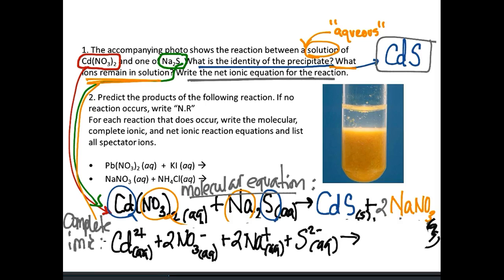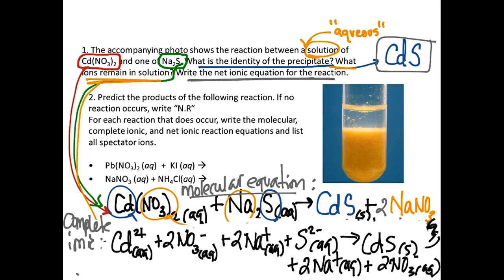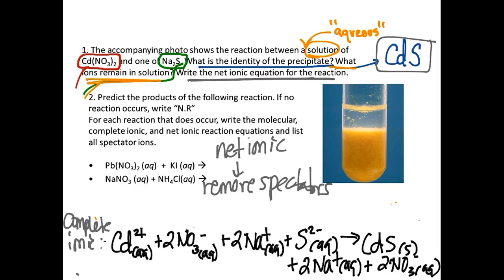So cadmium and sulfate nitrate separate, sodium and sulfide separate, and you do that because they are aqueous. They are listed as aqueous and they're soluble, so they separate. Cadmium sulfide is a solid, however, so you keep that together, not separate, and then sodium and nitrate are separate.